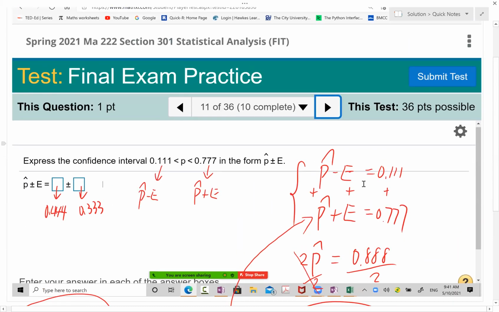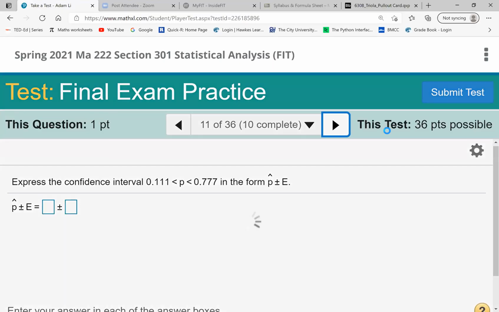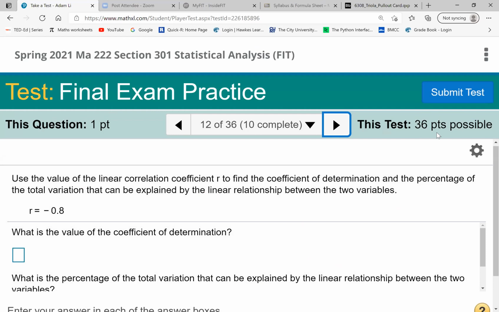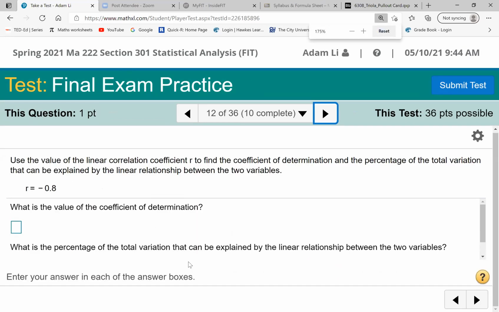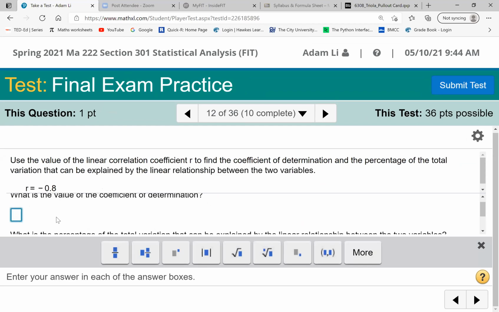Any question on this? Very good. Okay, so now question 12. It's about the linear correlation coefficient, right? And what value of the coefficient of determination? The coefficient of determination is basically r squared. So you just square r, right? So what it's saying is to square r.